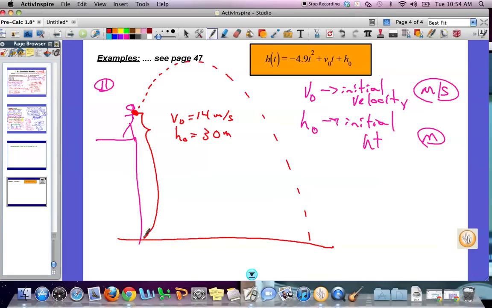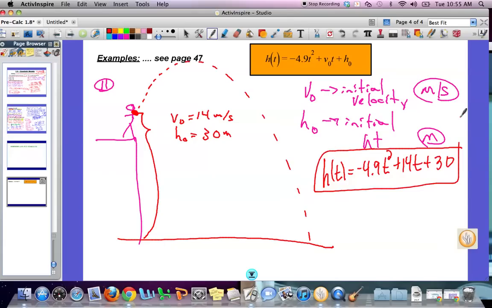So my formula is this. H at t is negative 4.9 t squared plus 14t plus 30. There's your formula. Is that what it asks for in A? Find its height above the ground t seconds later. There's the height in terms of time. That's A.